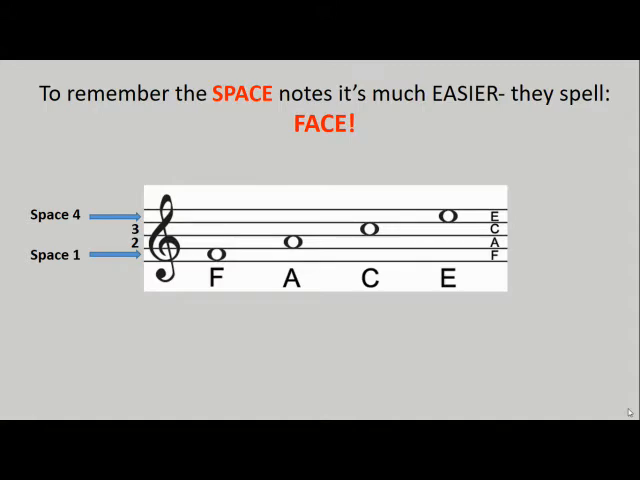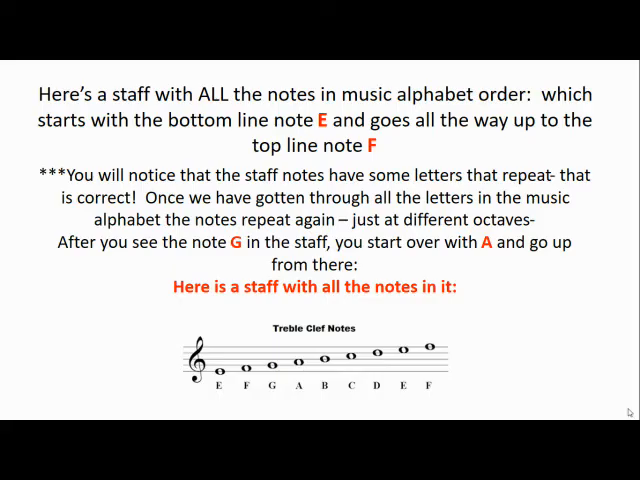Obviously, to remember the space notes, it's much easier because they spell the word FACE. Space 1 is F, space 2 is A, space 3 is C, and space 4 is E.